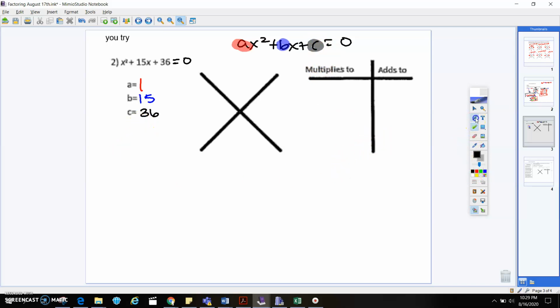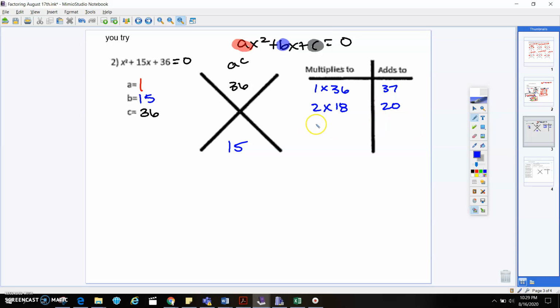What's in front of the number by itself? 36. Okay? And so now I'm going to complete my big X by doing A times C, which is going to give me 36. And my B term is going to be 15. So I'm going to list out factors of 36 that if I add them together, they're going to be 15. All right, so 1 times 36 gives me 37 when I add it together. Okay, and 2 times 18 is going to give me 20 if I add it together.